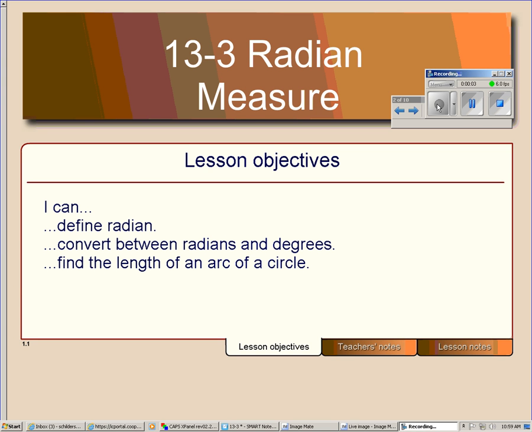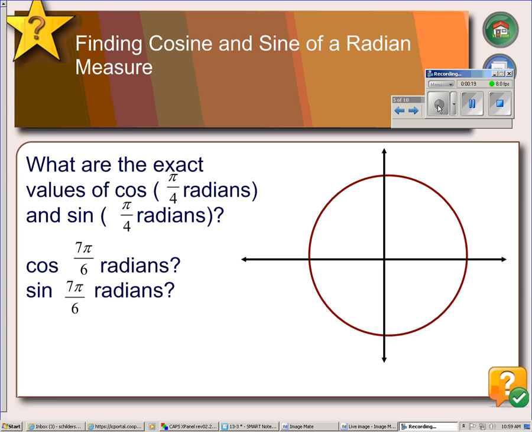This is the second half of lesson 13.3. In this lesson, we will learn how to calculate exact values for cosine and sine using the unit circle and radian measures. And we'll also learn how to find the length of an arc of a circle. Okay, first question, what are the exact values of cosine and sine of pi/4 radians?